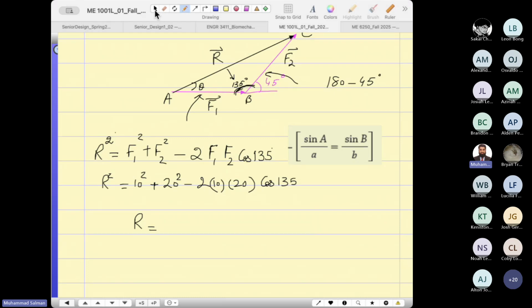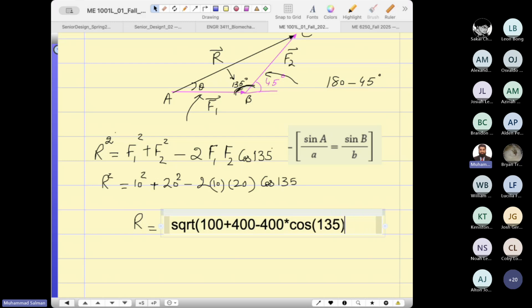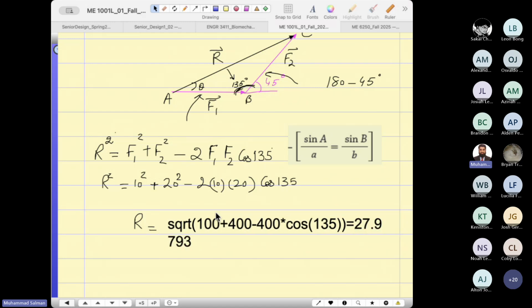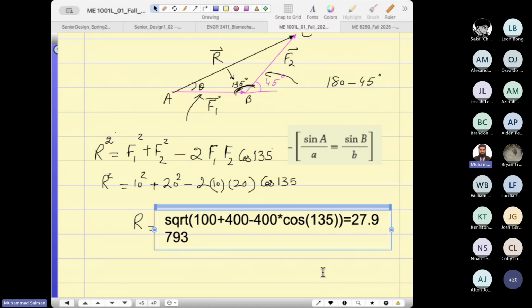So I just want to show you on my computer how I can see. Let's see: 100 plus 400 minus 2400 times cosine 135. That's good. I got 27.98. So that's good that you are getting this answer.